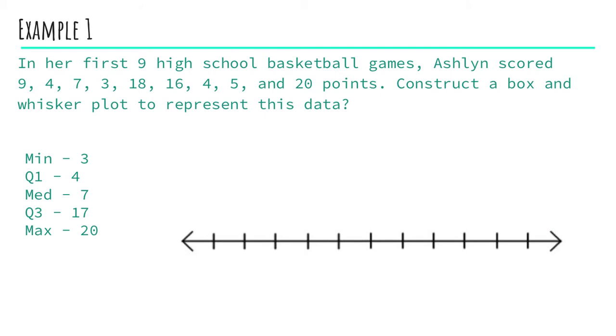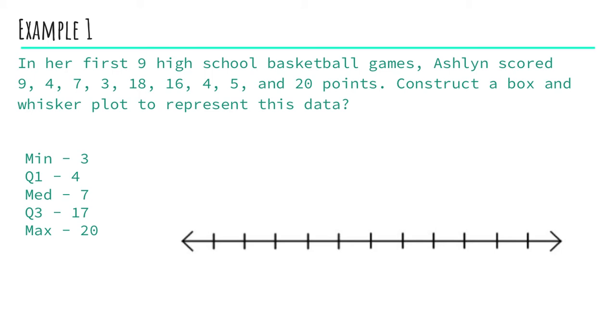So we've seen this problem before where Ashlyn has scored different points at 9 games. We've already found the 5-number summary in the previous lesson for this data. The minimum is 3, the quartile 1 or the lower quartile is 4, the median is 7, quartile 3 is 17, and the maximum is 20.